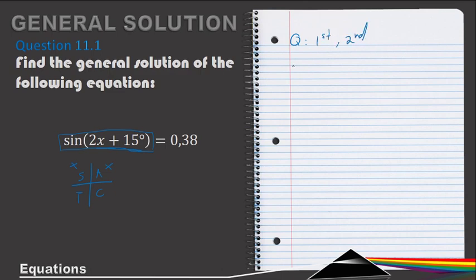Then my reference angle, if I take the inverse of sine of this, my reference angle is going to be, we can actually write that down. You can say 2x plus 15 is equal to the inverse of sine of 0,38.